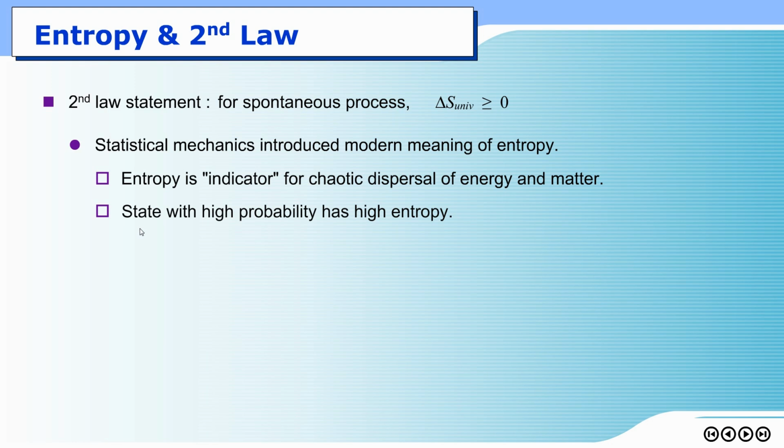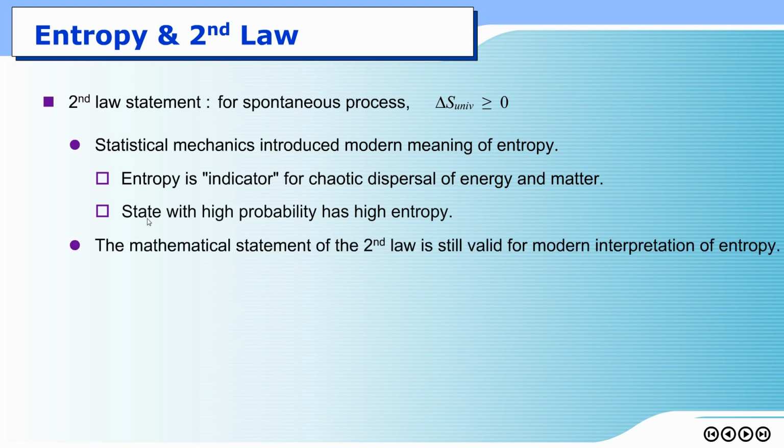Also, I told you from the last lecture that the change in state would go from a state with low probability to a state with high probability. A spontaneous process would take place from low probability to high probability, and that is associated with the increase in entropy. So if you look closely, the mathematical statement of the second law is still valid from this interpretation, even for modern statistical mechanics. Let me show you why.